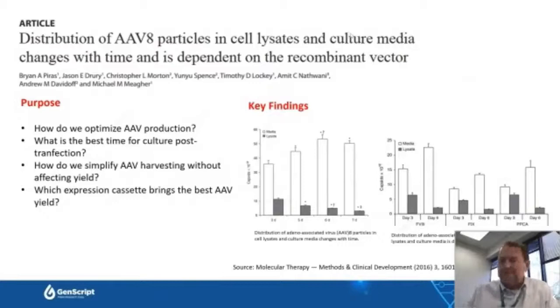And just to note that in these three types of recombinant plasmids that they're using, one for factor VIII, one for factor IX, and one also for cathepsin, they can show that at different timings, they get different levels of virus just based on the change in the payload.